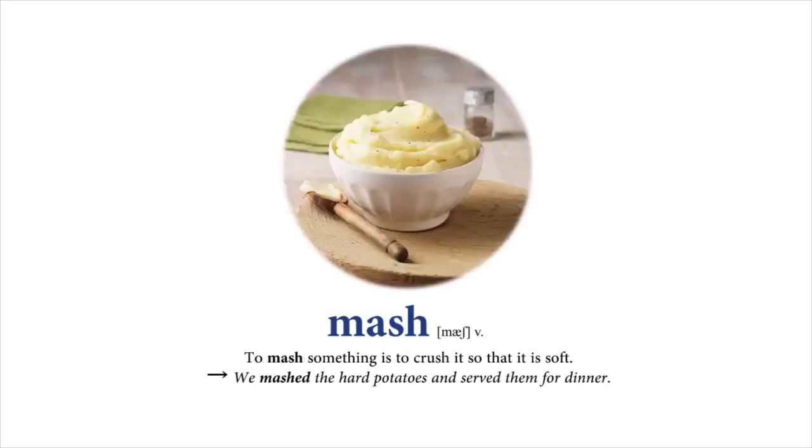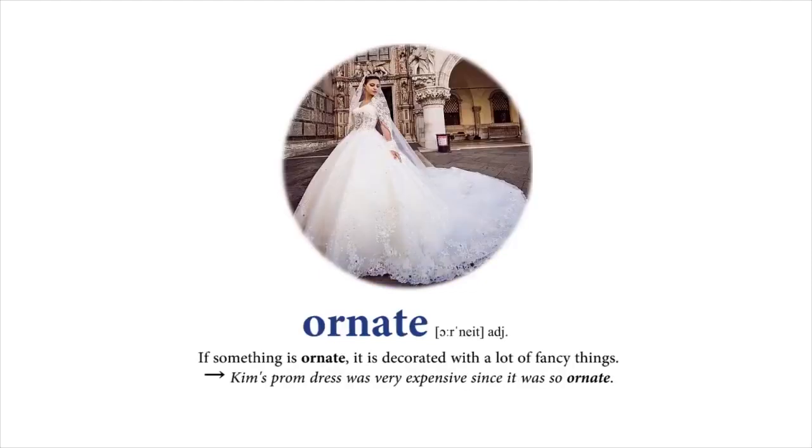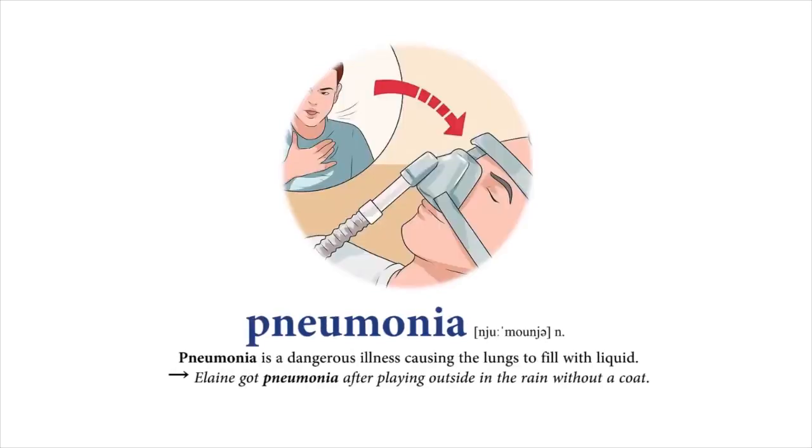Mash. To mash something is to crush it so that it is soft. We mashed the hard potatoes and served them for dinner. Ornate. If something is ornate, it is decorated with a lot of fancy things. Kim's prom dress was very expensive since it was so ornate. Pneumonia. Pneumonia is a dangerous illness causing the lungs to fill with fluid. Elaine got pneumonia after playing outside in the rain without a coat.